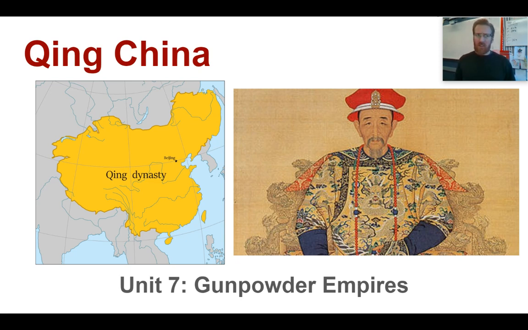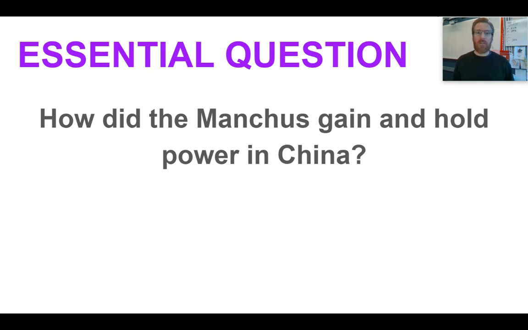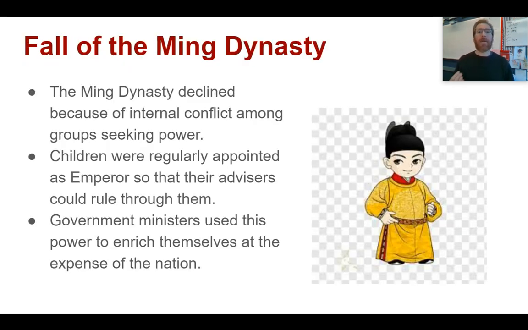We're not quite ready to jump into the Qing Dynasty first, though. We do need to look at how the Manchus, a group that creates this dynasty, gain and hold power. And the story starts with the Ming Dynasty, which we talked about last time.